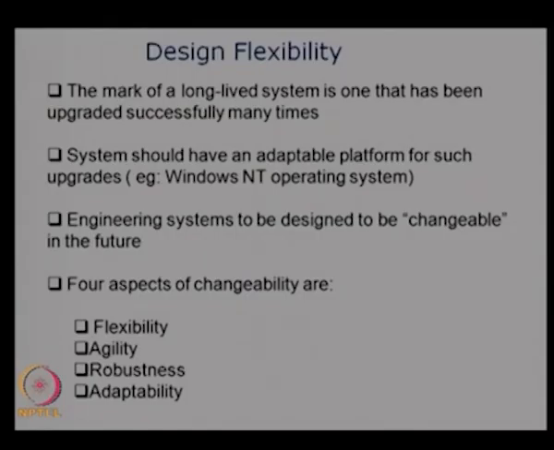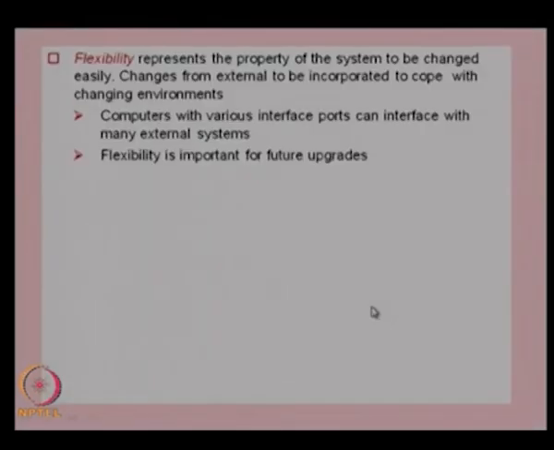So, in order to ensure changeability, there are 4 aspects. They are known as flexibility, agility, robustness and adaptability. All these 4 features need to be incorporated in the architecture, so that we can have the required changes at various stages. So, flexibility is basically the property of the system to be changed easily. Changes from external sources can be incorporated to cope with the changing environment. So, whenever there is a change in the environment, we should be able to change the system, and that is known as flexibility.